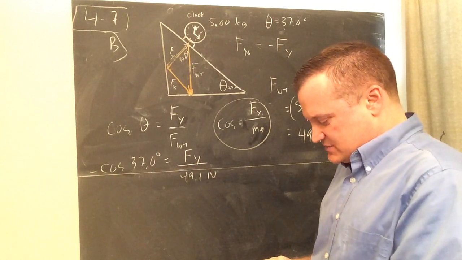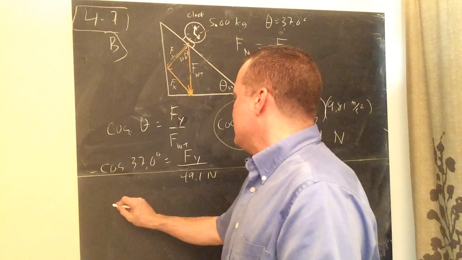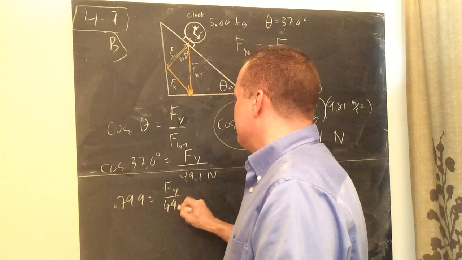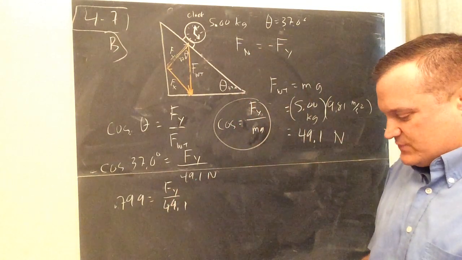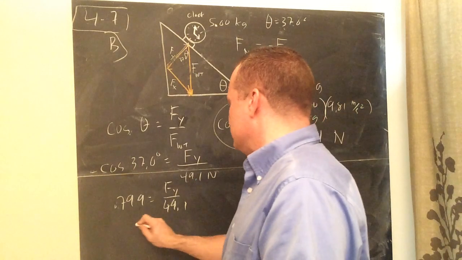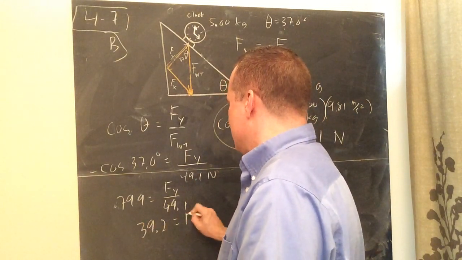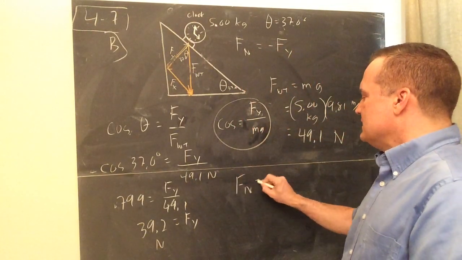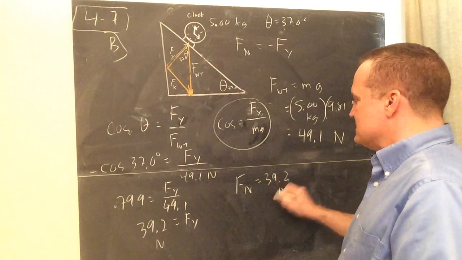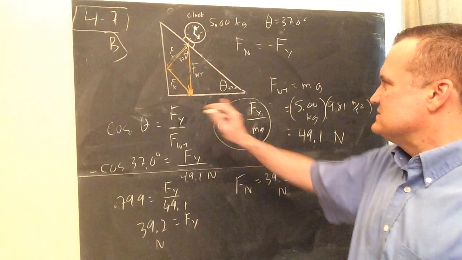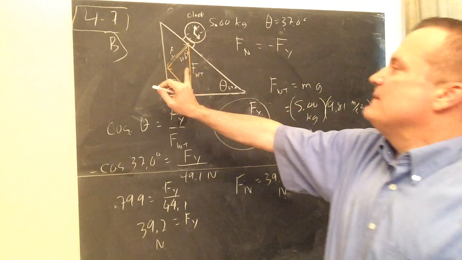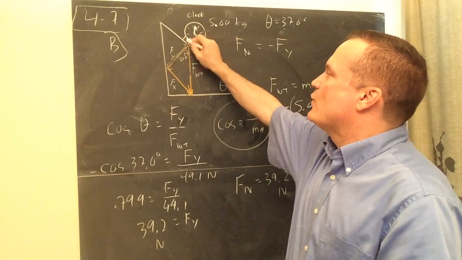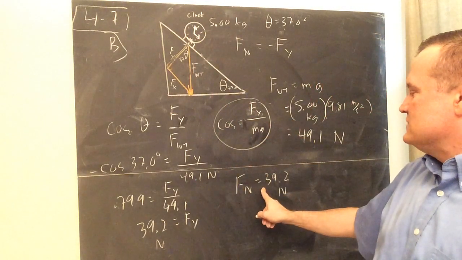So 37 cosine is 0.799, equals Fy over 49.1. So 0.799 times 49.1 is 39.2, equals Fy. So that means that the normal force will also have to equal 39.2 newtons. I mean, one could say it's negative, but it's the force of contact between the surface of the slide and the clock, supporting it that way, 39.2 newtons.